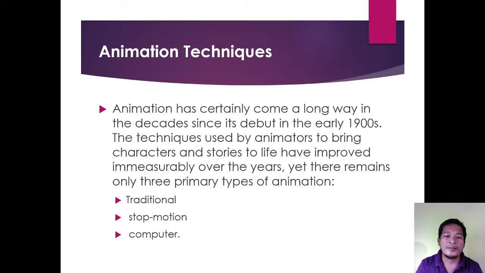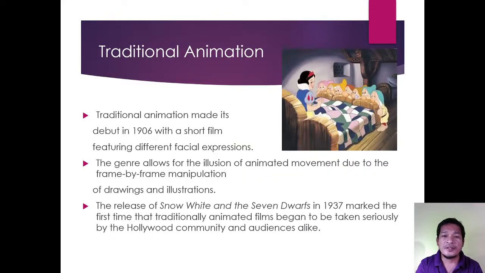The first type of animation is the traditional, the second is the stop motion, and the third is the computer, using a computer. Traditional animation made its debut in 1906 with a short film featuring different facial expressions. The genre allows for the illusion of animated movement due to frame-by-frame manipulations of drawings and illustrations.